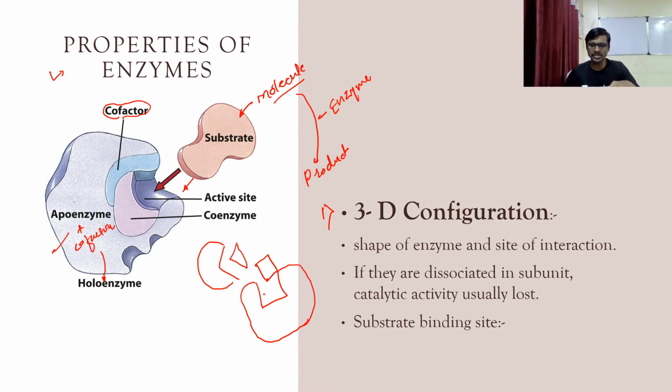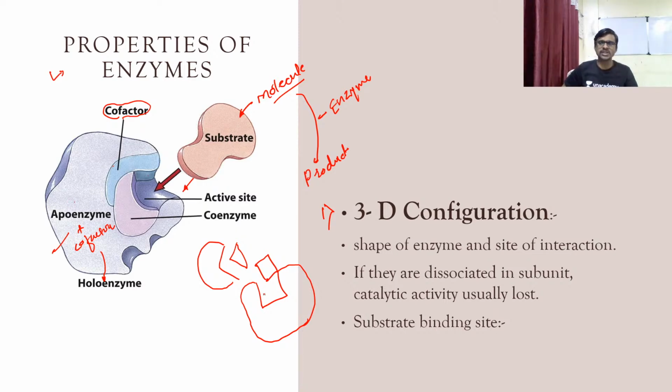And when its site changes, or when this 3D configuration changes, let's see if there is any change in the environment, meaning there are a few factors: temperature, pH, or the substrate concentration. If these factors change, then this protein, which we call the apoenzyme, will change its shape, and because of that there may be a change in the activity of the enzyme. It is only because of a change in the 3D configuration. So it's a native structure, a native structure which is necessary to conduct the reaction and is important for the enzyme.